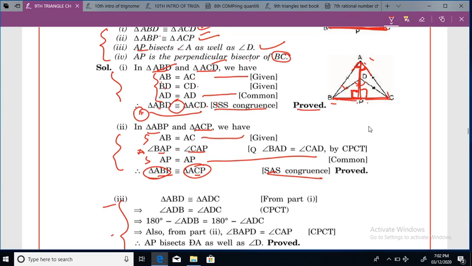ABD equal to ACD. Then what can we write? Rather than directly writing angle A is equal to, we can write angle BAP is equal to angle CAP, because these two triangles are congruent, so the two angles are equal. Which two angles? BAP and CAP. So we write it like this. Okay, so BAP and CAP are equal. We write here that AP bisects angle A as well as angle D.